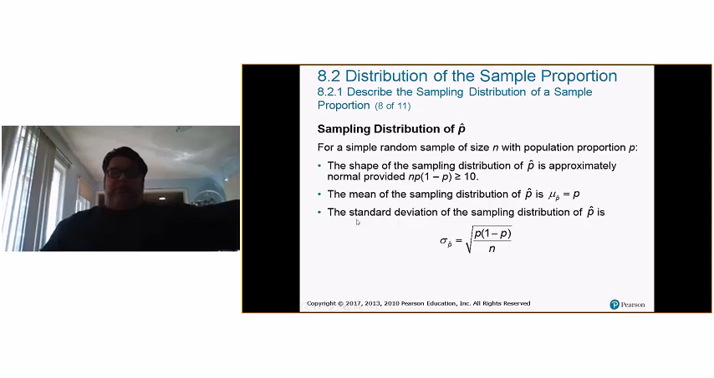Okay, here we go. The shape of the sampling distribution is approximately normal provided npq is greater than or equal to 10. This is kind of a little test. If your npq is less than 10, you can't do the problem. So always check it, even though most of my problems are going to be doable. npq has got to be greater than or equal to 10.